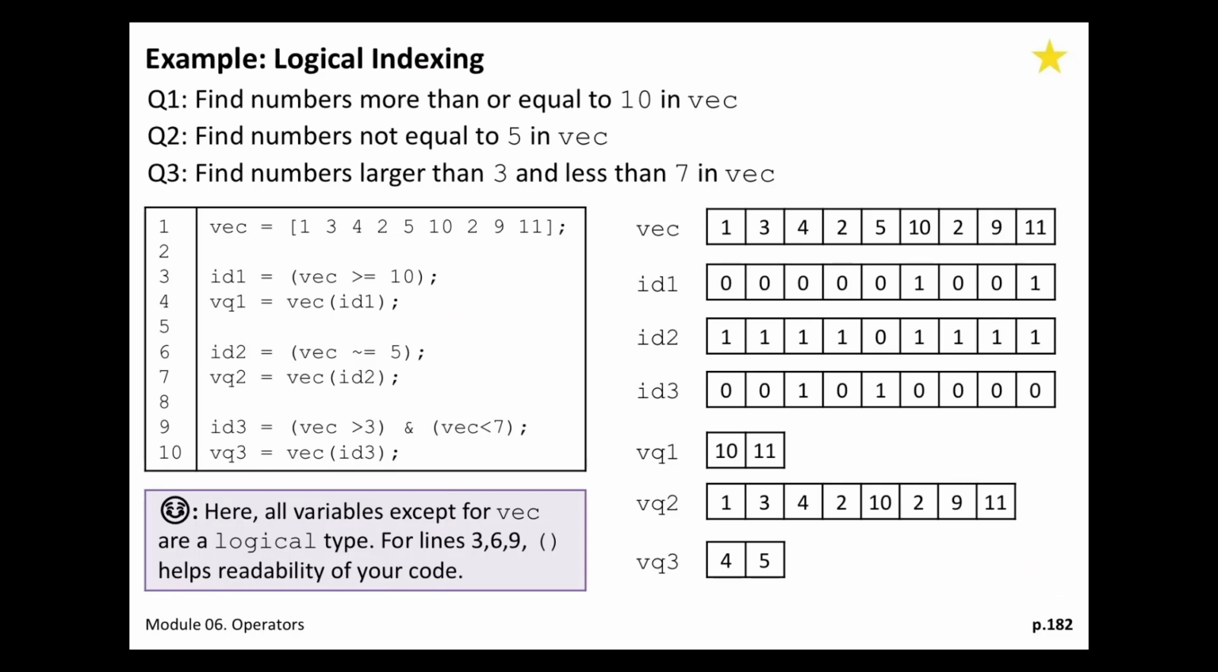Okay, let's solve these three problems. Find the numbers more than or equal to 10 in the vector. Okay, and not equal to 5, larger than 3 and less than 7. Okay, before you start, as I said before, you should be able to write this script using the loop and then selection statement. To solve this problem, you're going to use the relational operator on a vector and scalar.